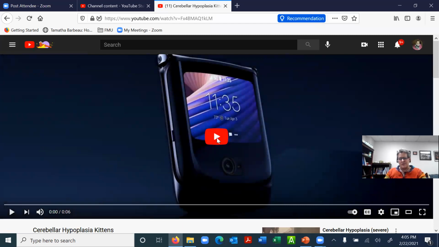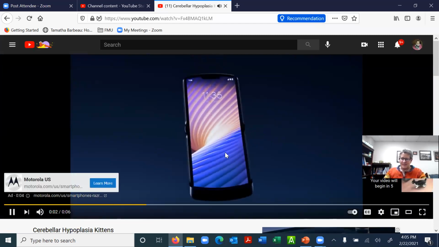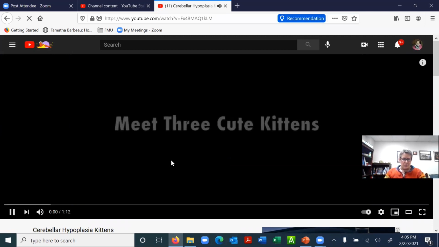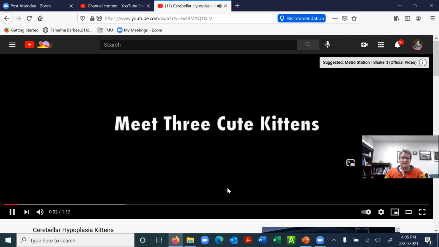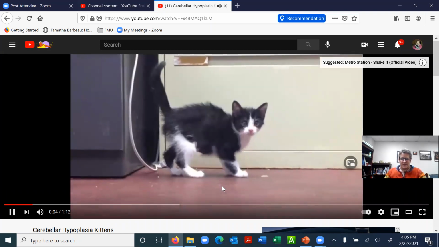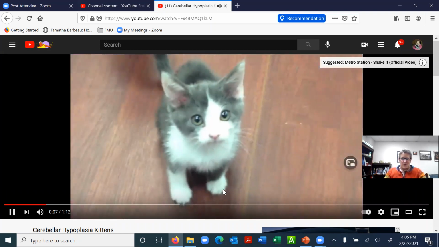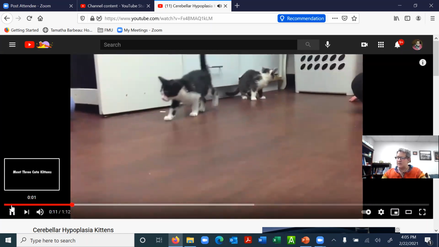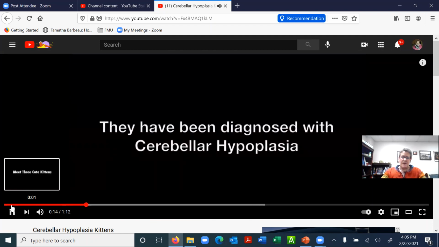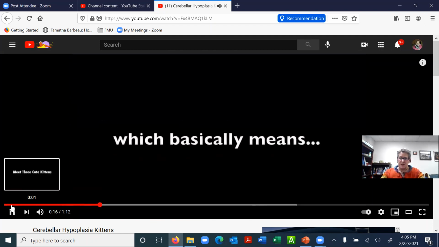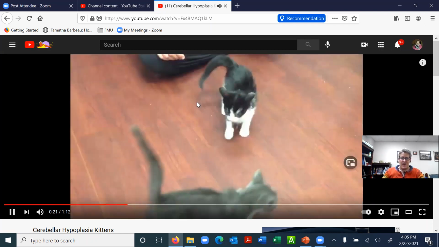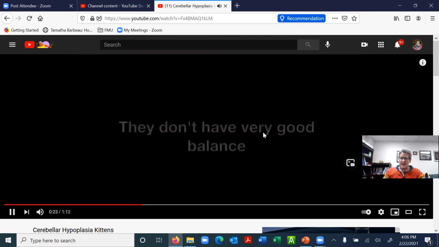Undeveloped cerebellum. We're going to have to go through the ad. Okay. There we go. The 3 cute kittens. Okay. So one of these is obviously going to wait for the sound here. They have been diagnosed with cerebellar hypoplasia, which means they're going to be wobbly kittens. Okay, so that's ataxia. That's ataxia, the hind legs going out from under them.